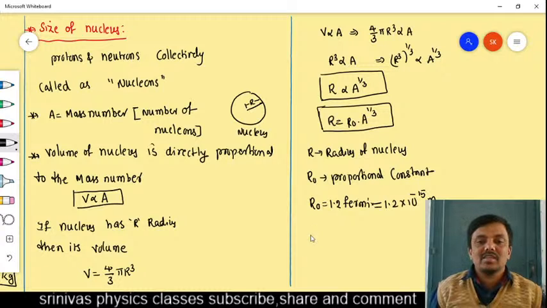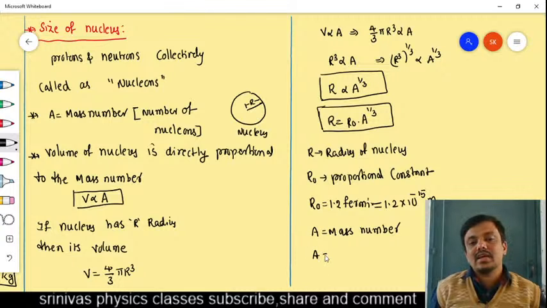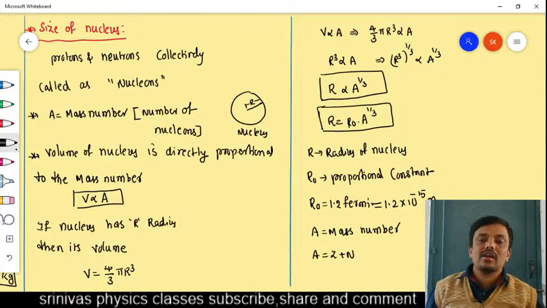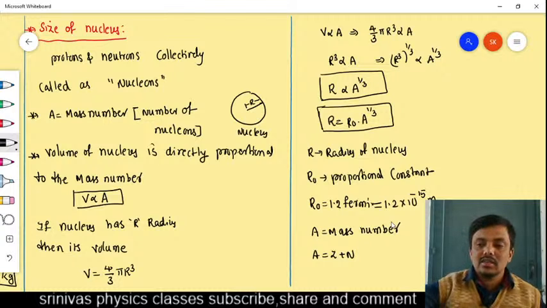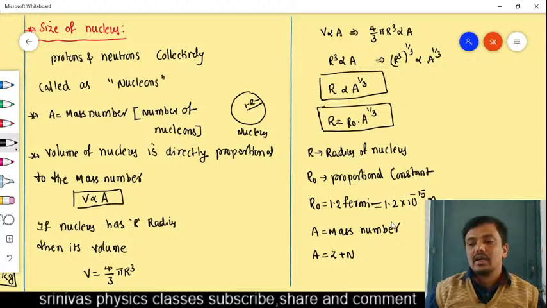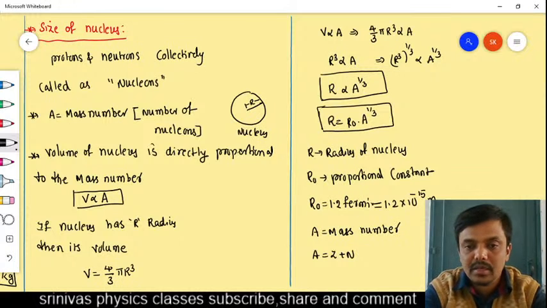Next, A is the mass number. Mass number means number of protons plus number of neutrons, which we can write as Z plus N. You should remember the R naught value. This is the formula for the radius of the nucleus. We can measure the size by using radius. You must remember this. Let us go for the next topic.